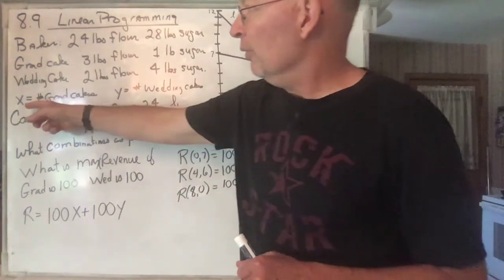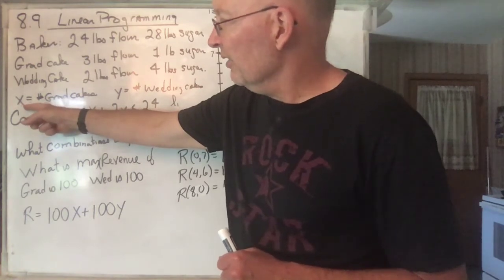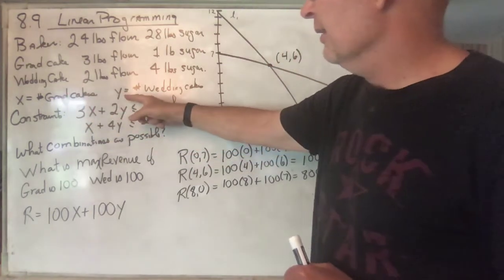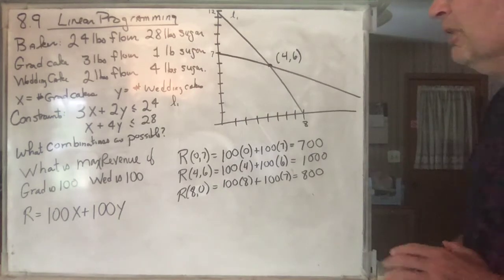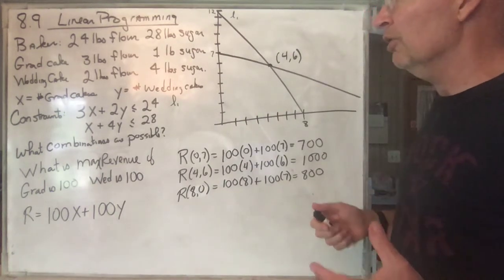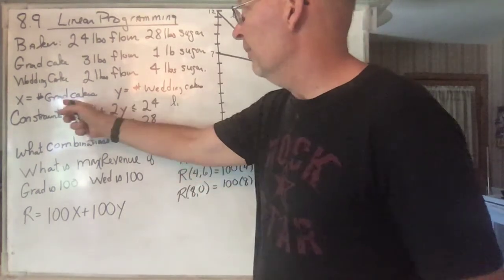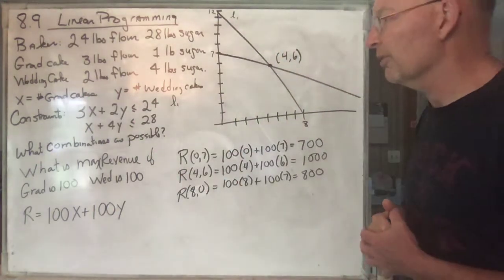So here's where we always begin again, right? We begin with the word let. Let X be the number of graduation cakes that he makes, and let Y be the number of wedding cakes that he makes. You always have to begin by reaching into the real world and turning it into a mathematical problem by making these choices, by assigning those variables.